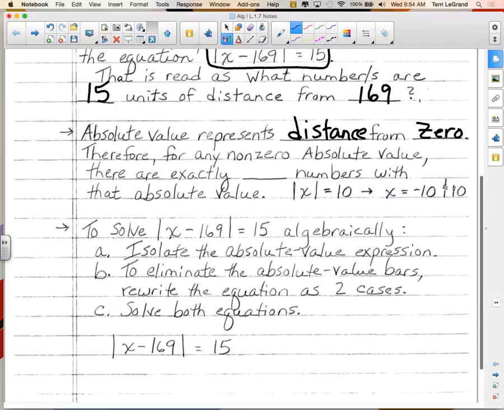So we don't talk about distance as negative ever. That doesn't mean a negative number can't have distance. We're saying distance is not negative. We always think of it in terms of positive numbers. So for any, would you underline this? Non-zero numbers. For any non-zero absolute value, there are exactly 2 numbers with that absolute value. As long as we're not talking about 0, that's what non-zero means, there will be 2 numbers that have that absolute value, that distance from 0.